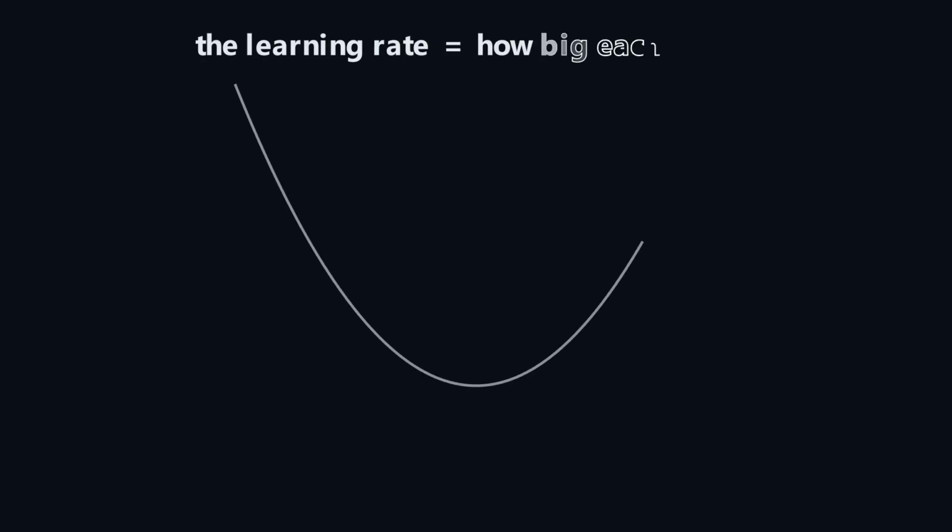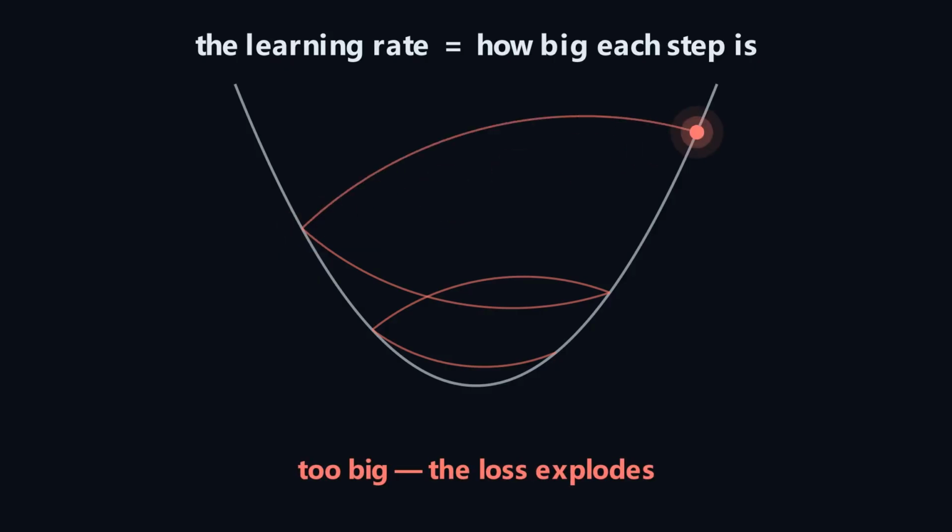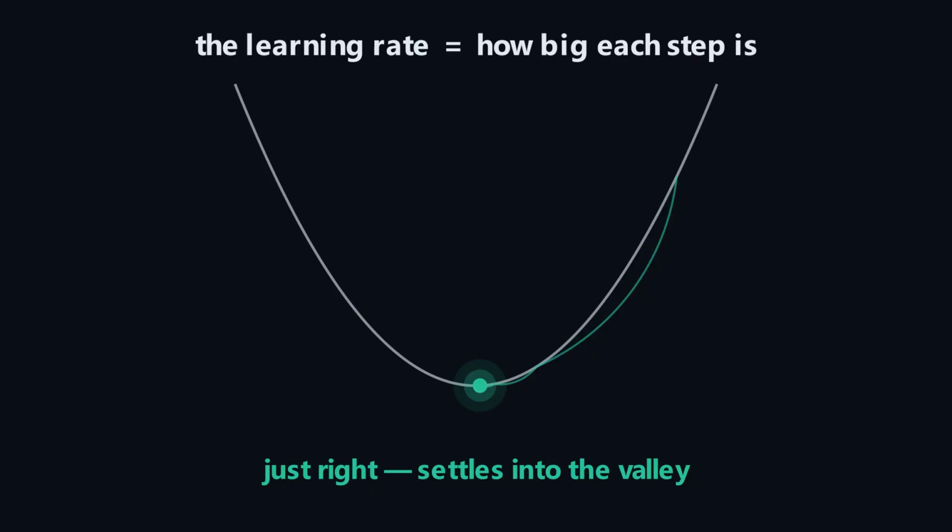There's one setting left, and it belongs to us, not the model. How big should each step be? It's called the learning rate, and it makes or breaks everything. Too big, and you leap right across the valley, bouncing from wall to wall, sometimes even climbing out of it. The loss explodes instead of shrinking. Too small, and you creep downhill so slowly that training would take centuries. The art is in between, steps big enough to move fast, small enough to settle into the valley.